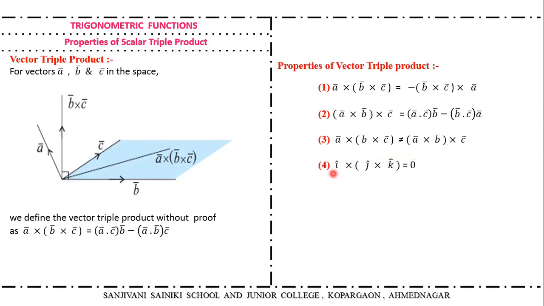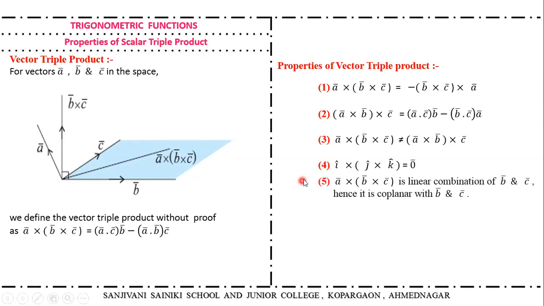The fourth property is I cap cross J cap cross K cap is 0 bar, because we know that the cross product of J and K gives the vector perpendicular to both of these. That means it gives the vector I cap, and I cap cross I cap is 0 because they are collinear vectors. The fifth property is A bar cross B bar cross C bar is a linear combination of B bar and C bar. This cross product is a linear combination of B bar and C bar.